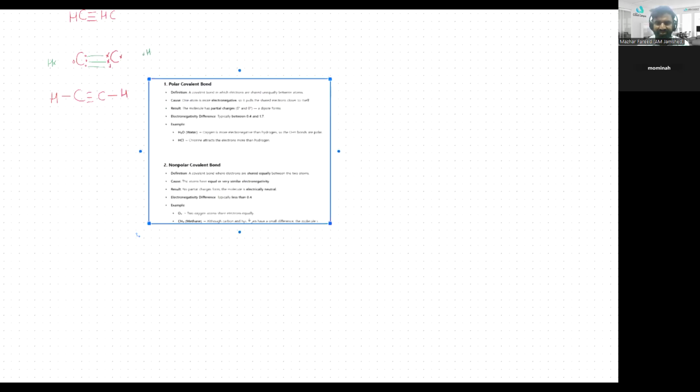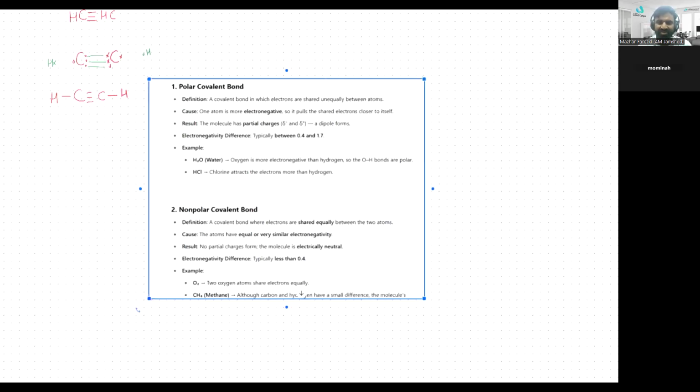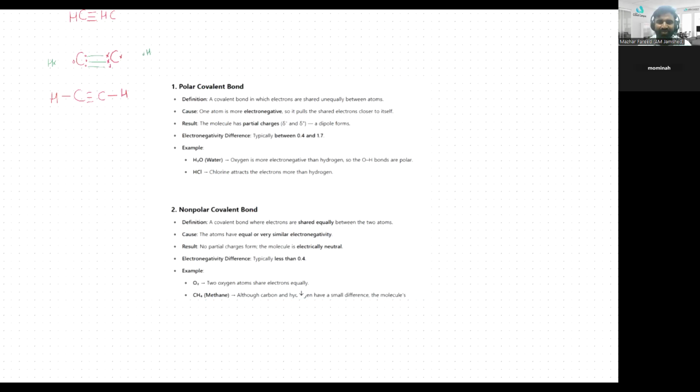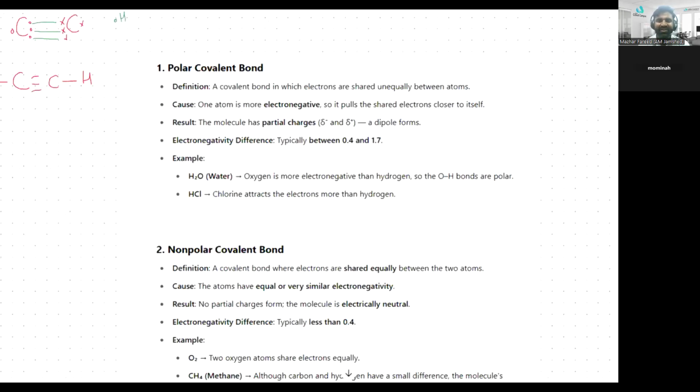Is this picture visible to you? One type is the polar covalent bond. A polar covalent bond is found between two different atoms. First, let's talk about the polar covalent bond. One atom will be more electronegative, and the atom that is more electronegative will pull the shared electrons towards itself. When the electronegativity difference between two atoms is 0.4 to 1.7, there will be a polar covalent bond.